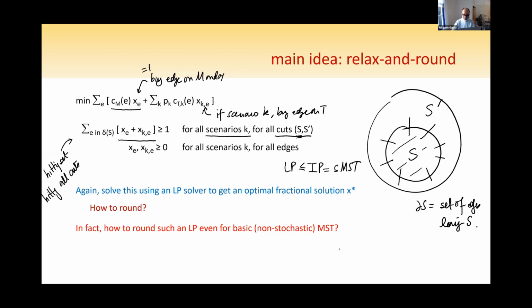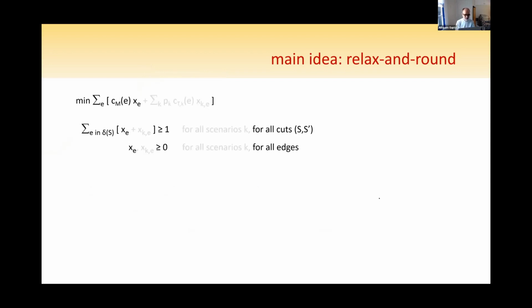Perhaps I'll start with an even more basic question. Once you understand this, you'll see the extension. Forget about the second stages for the time being. This is a relaxation for the MST problem, and I want you to round this thing for me. There are many ways of rounding it.